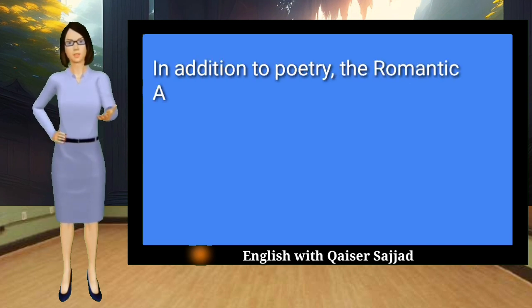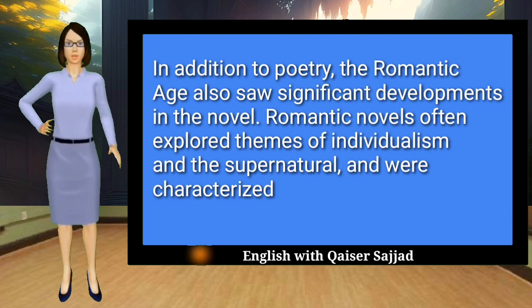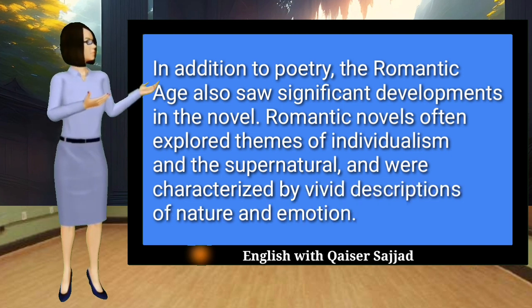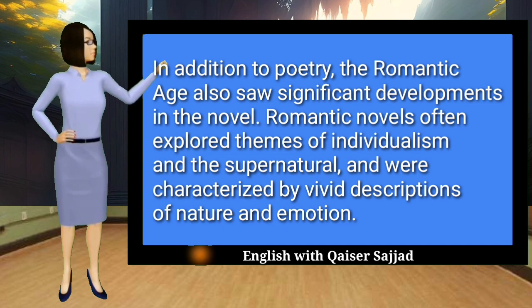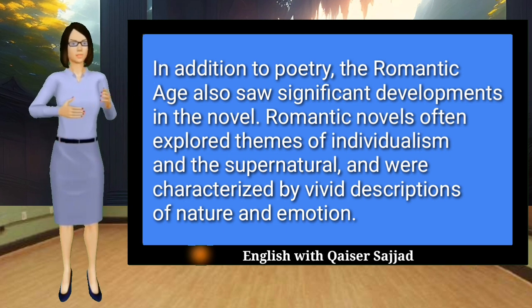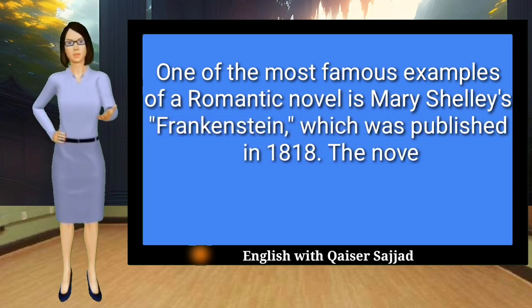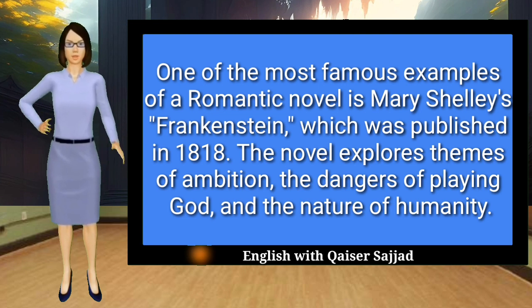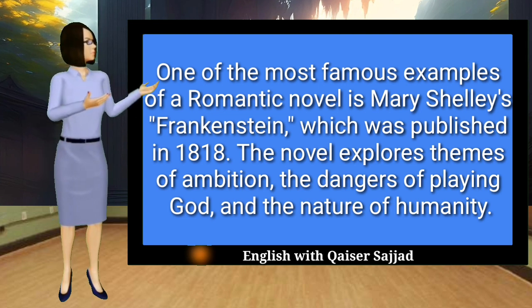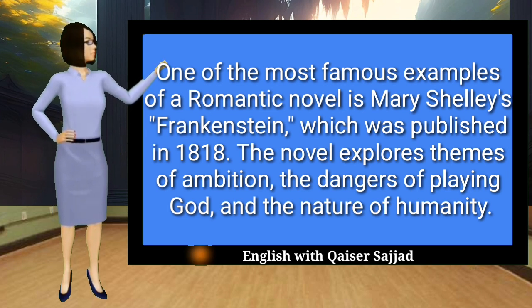In addition to poetry, the Romantic Age also saw significant developments in the novel. Romantic novels often explored themes of individualism and the supernatural, and were characterized by vivid descriptions of nature and emotion. One of the most famous examples of a Romantic novel is Mary Shelley's Frankenstein, which was published in 1818. The novel explores themes of ambition, the dangers of playing God, and the nature of humanity.